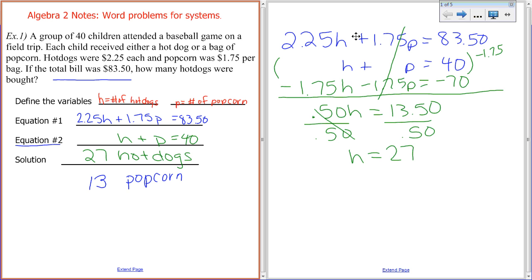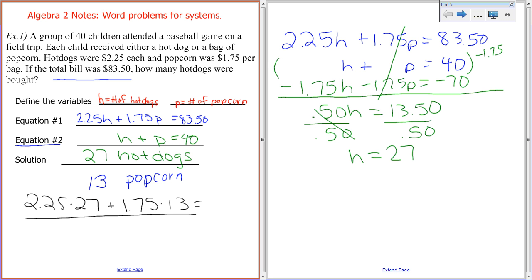So when we talk about checking to see if our answer makes sense, guys, I'm not necessarily plugging it into either one of these equations. I'm just looking at this and saying hot dogs were $2.25 each, so I'm going to do 2.25 times the number of hot dogs. Popcorn was $1.75 per bag, so I'm going to do $1.75 times the number of bags. So I'm actually going to act like the cashier at the concession stand, multiply those out, and see what they equal. This becomes a quick calculator problem or mental math, depending on where your comfort level is.